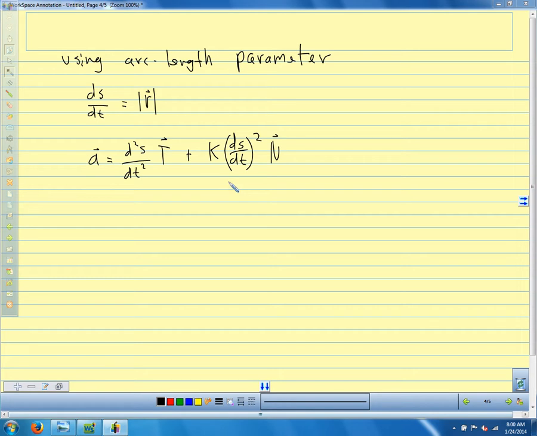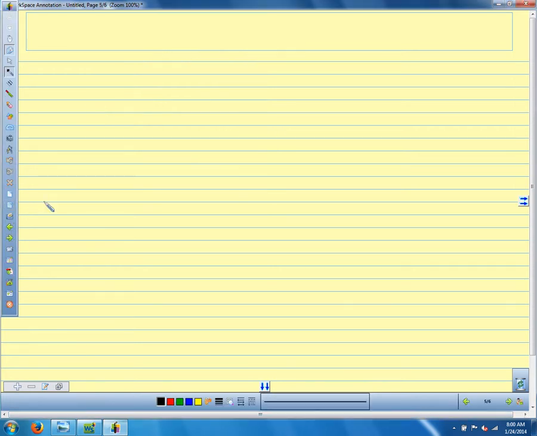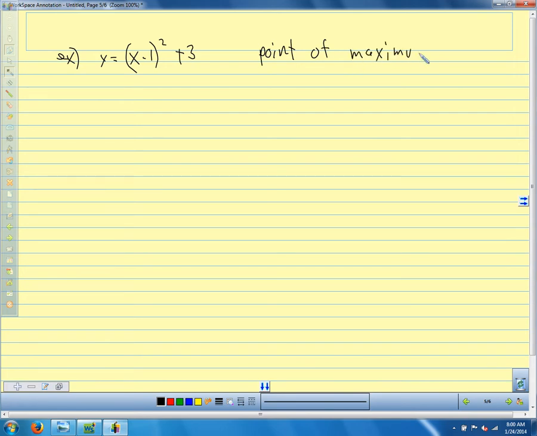Okay, let's take a look at a couple of examples to finish. Let's say we have y equals (x minus 1) squared plus 3. We want to find the point of maximum curvature, and the limit. I'm going to write it this way: the limit as x approaches infinity of our curvature.